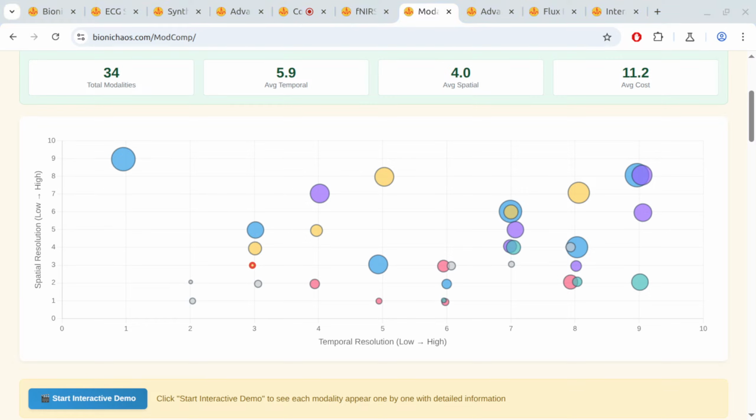Can you tell what's on the screen real quick? It looks like you're looking at a scatter plot on a website called bionichaos.org. It's showing different modalities plotted against temporal resolution and spatial resolution. There are bubbles of different colors and sizes representing various modalities.